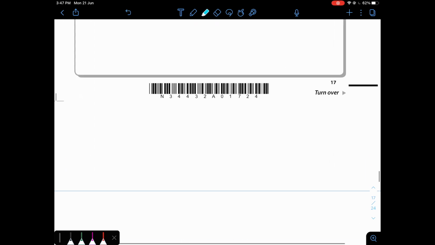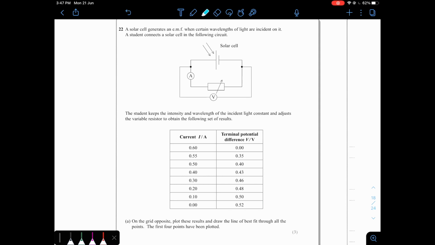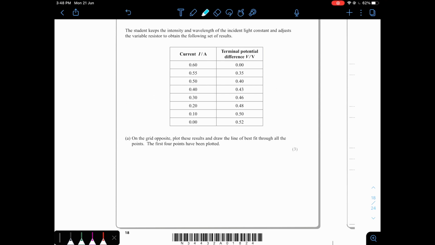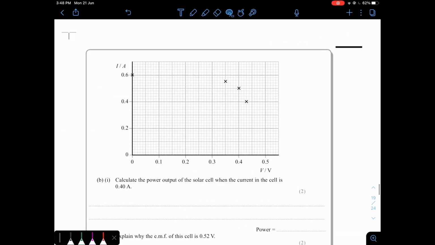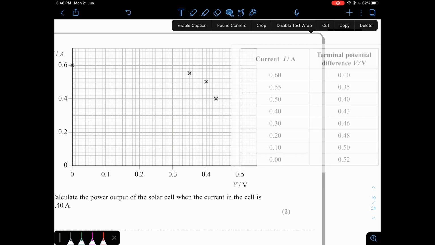Alright, question number 22. A solar cell generates an EMF when certain wavelengths of light are incident on it. A student connects a solar cell in the following circuit. The student keeps the intensity and the wavelength constant, adjusts the variable resistor, and we get results. On the grid opposite, plot these results and draw a line of best fit. The first 4 points have been plotted for you.